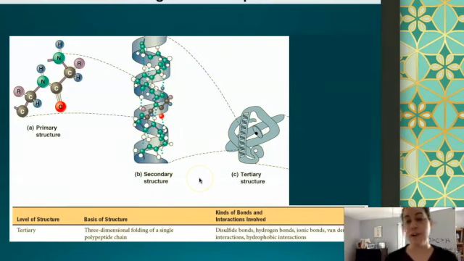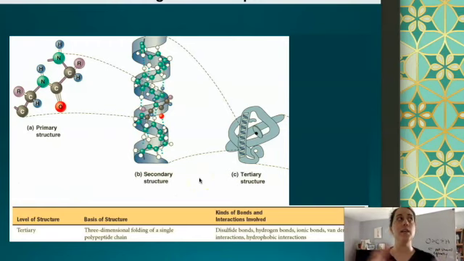Then our tertiary structure, our third level of structure, is the entire 3D shape of the protein. So in the secondary structure, we only have specific parts of the protein folded. In the tertiary structure, we have the entire protein fully folded.